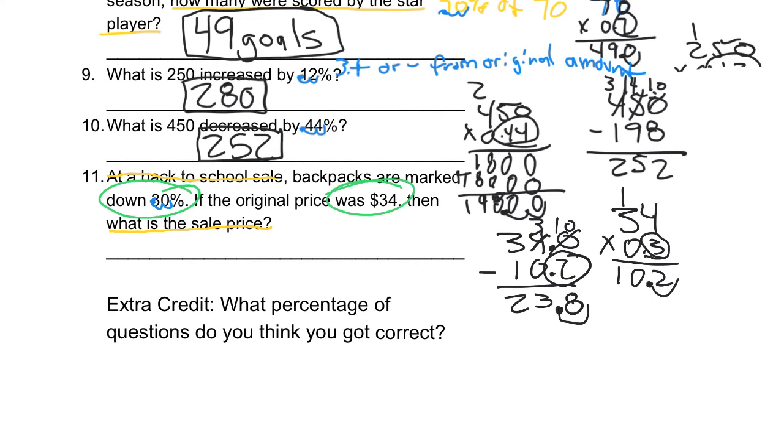Oh, I have one decimal place to the right, so I'm going to move it back. 23.8. Now, we're dealing with money, right? And it's a word problem. So I want to be kind of clear. So I'm going to use the dollar sign. So $23 and I have an 8. But because I'm dealing with money, I always go to the hundredths place. So $23.80.